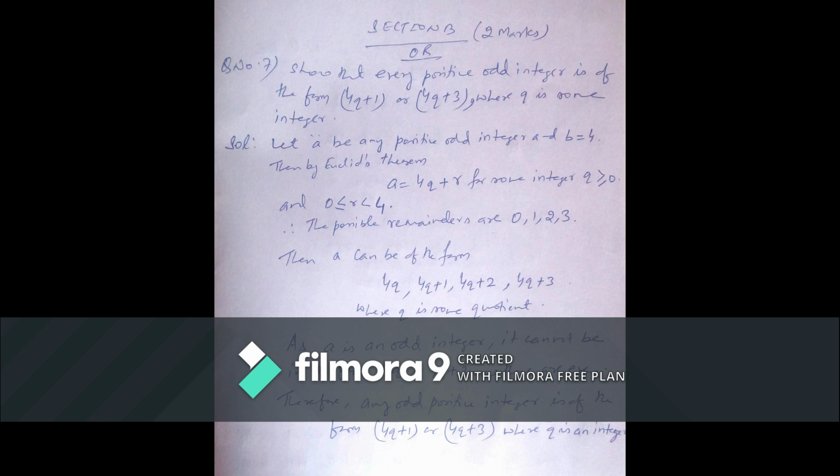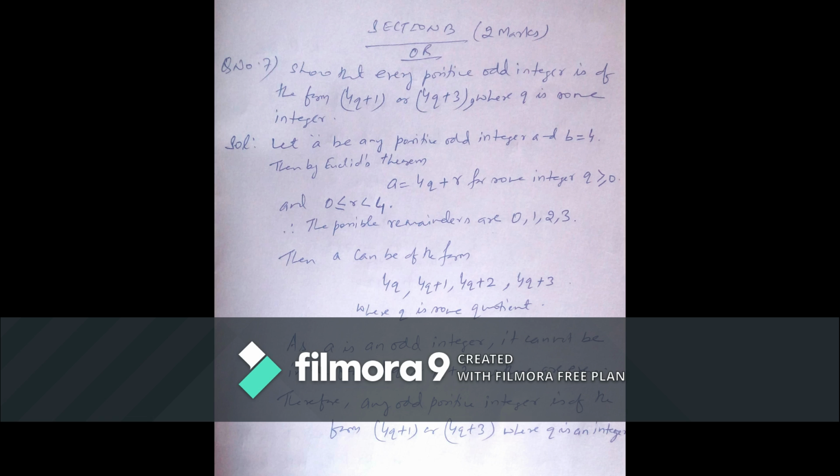Now the next question we are going to, question number 7, that is the OR part: show that every positive odd integer is of the form 4q plus 1 or 4q plus 3, where q is some integer. So let us decide here that a is any positive odd integer, and here b is equal to 4.